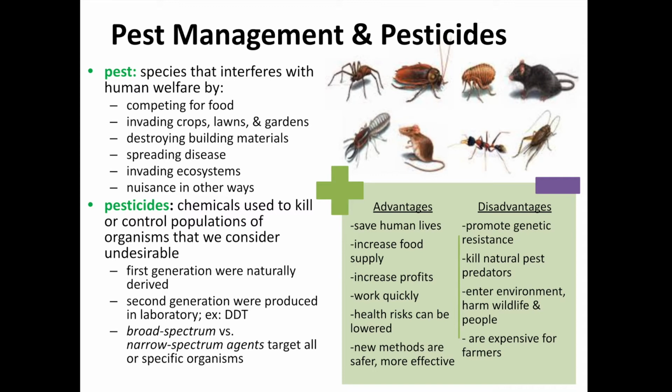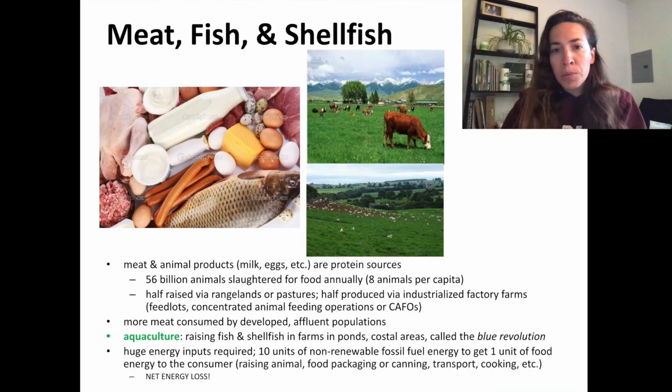So, what are we producing? Obviously, we're producing an incredible amount of crops, but we're also producing meat, fish, and shellfish. Meat and animal products are the main protein source for some populations, not all populations. Other populations get them through beans and seeds. But about 56 billion animals are slaughtered annually on this planet, which roughly equates to about 8 animals per capita.